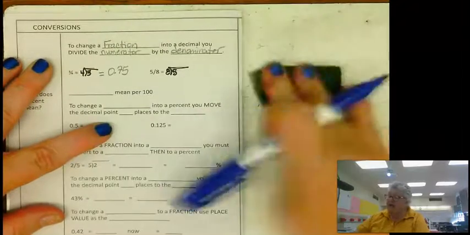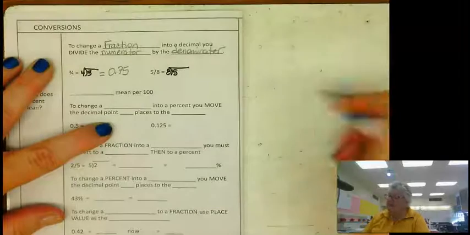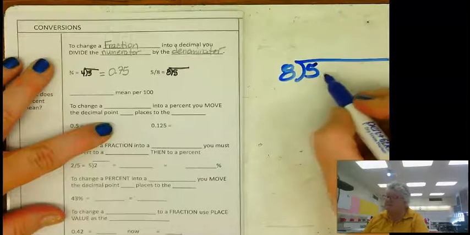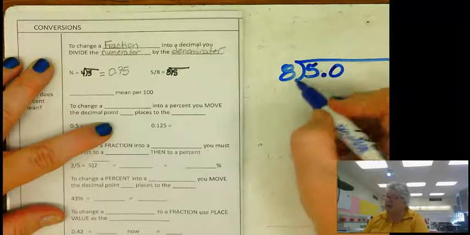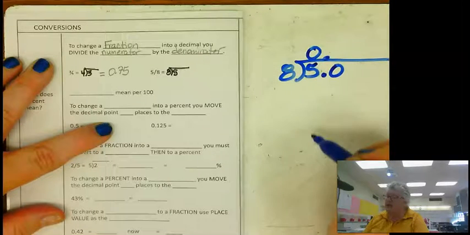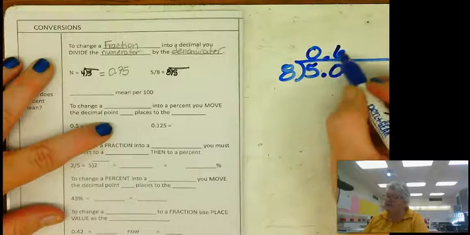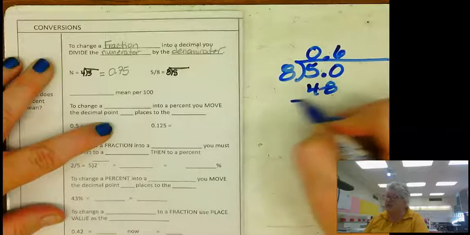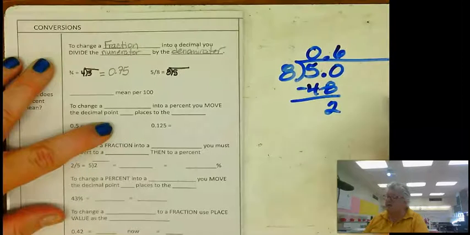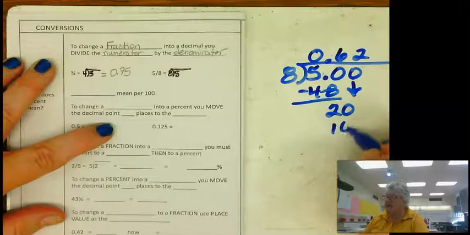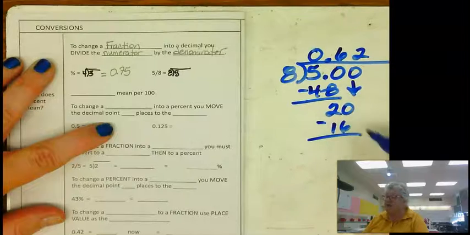We've got 5/8. So that means we're going to take 5 and we're going to divide it by 8. So 8 goes into 5 0 times. So let's say 8 goes into 50 6 times. 6 times 8 is 48. When we subtract, we get a 2. Bring that 0 down. 8 goes into 20 twice. 2 times 8 is 16. When we subtract, that gives us 4 left over.